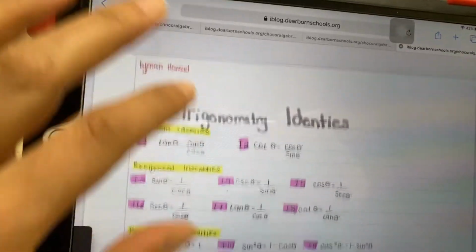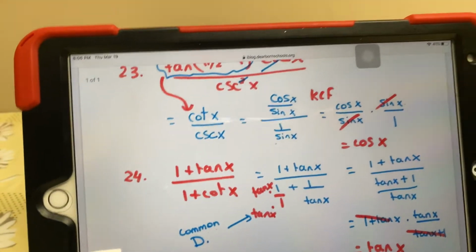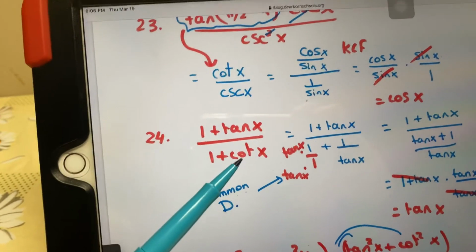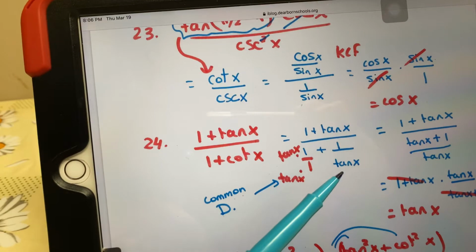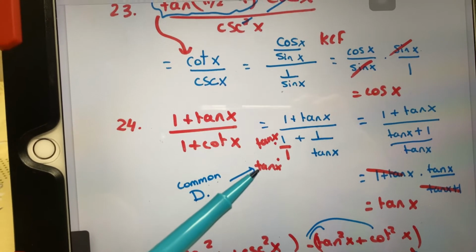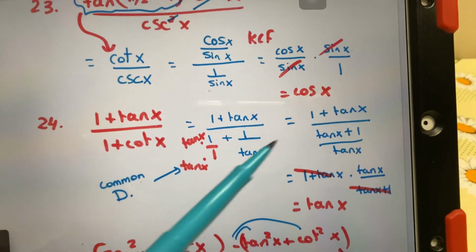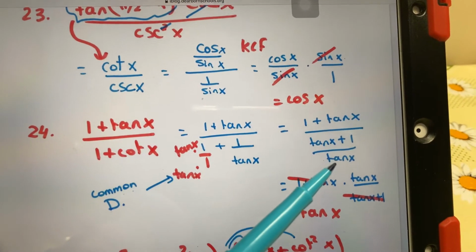So let's go back to the problem, which is number 24. 1 plus tan, I can't do anything about it yet. And I rewrite the cotan as 1 over tan. I can make a common denominator, so multiply by tan on top and the bottom. And I get 1 plus tan on top and tan plus 1 over tan.